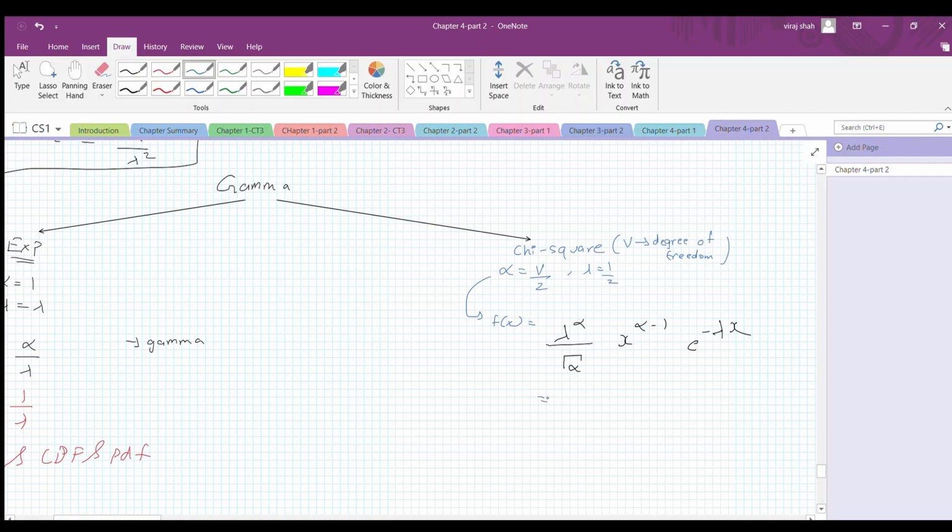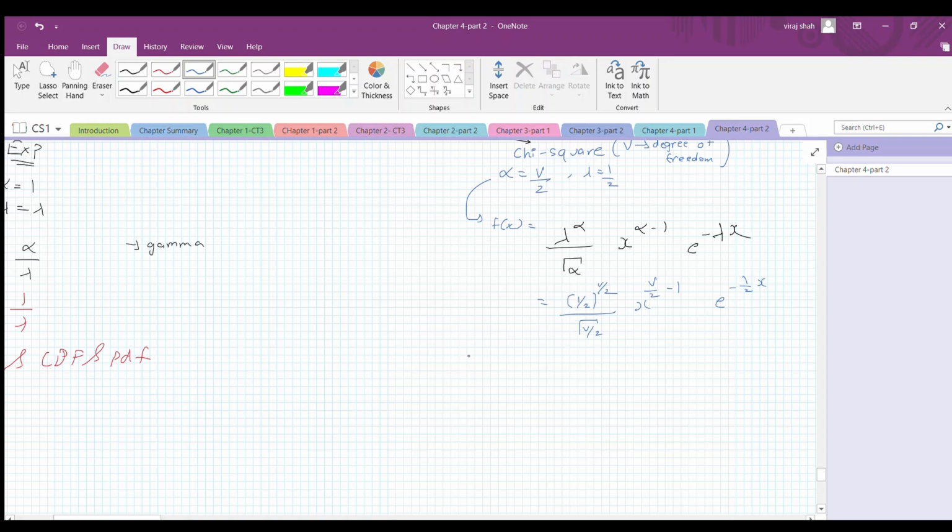So I'll get this as nothing but half of V by 2, the whole raised to V by 2, upon gamma of V by 2, into x raised to alpha, which is V by 2 minus 1, e raised to minus lambda. Lambda is half and x remains as it is. So yeah, this is the PDF of chi-square.